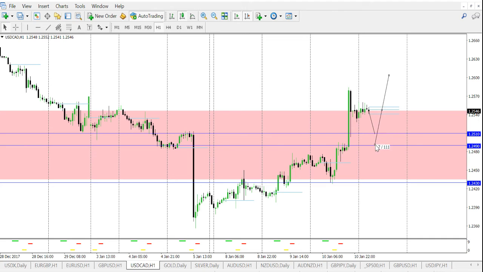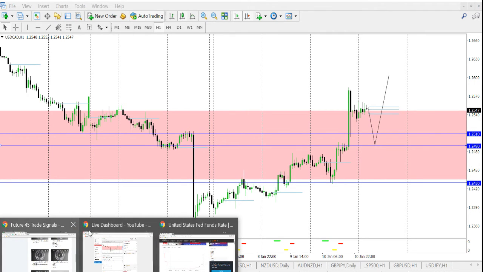Price may want to come down another 10 pips into this area here. You know, again, you've got to watch price. You've got to see what it's doing. There is some news again on the US CAD.